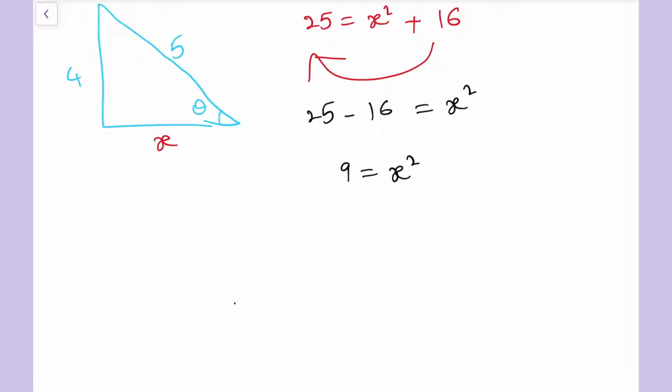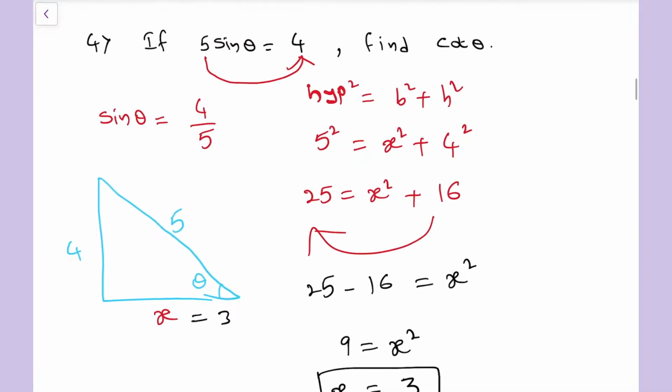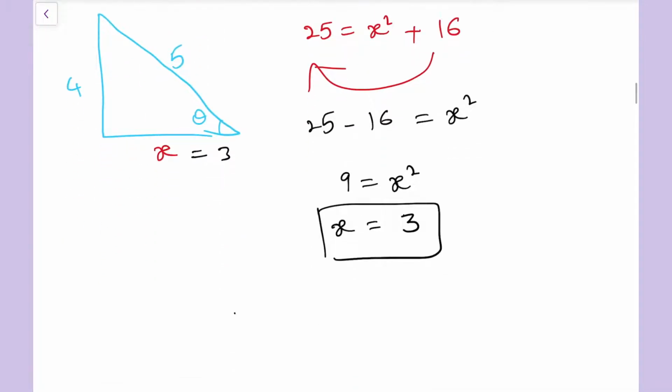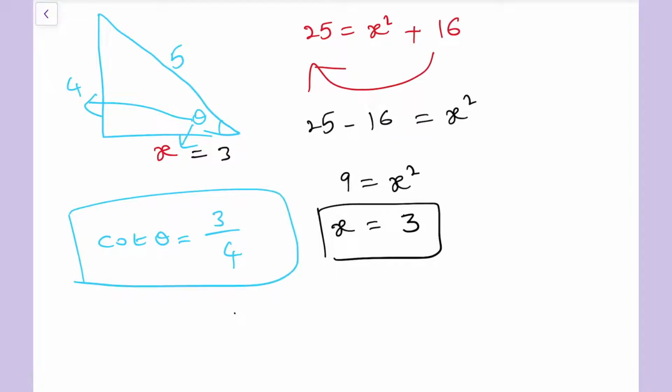x square is 9. Then what about the x value? It is plus or minus 3. But minus 3 won't exist, so I am writing it as plus 3 units. So the x value I got is 3, which is nothing but the base of this triangle. Then what exactly is being asked in the question? He is asking to find the cot theta value. So what is cot theta? Adjacent divided by opposite. So for theta, adjacent is 3 divided by opposite 4. So the cot theta value is 3 by 4.